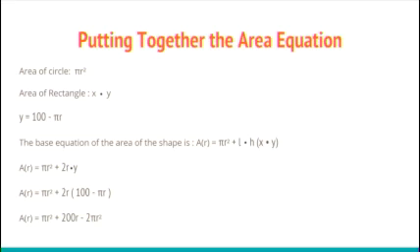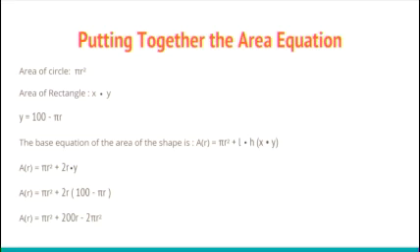Now, to answer question number 1, we must put together a function where area, the dependent variable, is in terms of r, the independent variable. Since we know the area of a circle is pi r squared and the area of a rectangle is length times width, or in this case, x times y, we must combine these two equations together. So, the base equation would be A in terms of r equals pi r squared, the area of a circle, plus x times y, the area of the rectangle. Now that we know the area of the rectangle is x times y and the variable x is equal to 2r, we rename x in the equation with 2r.